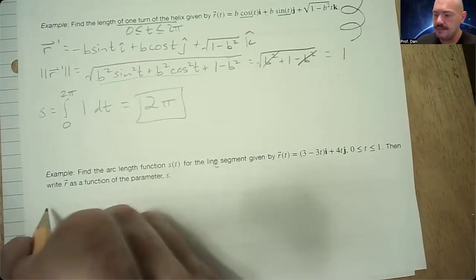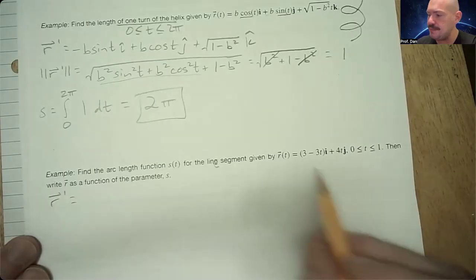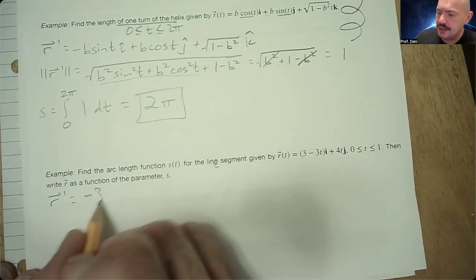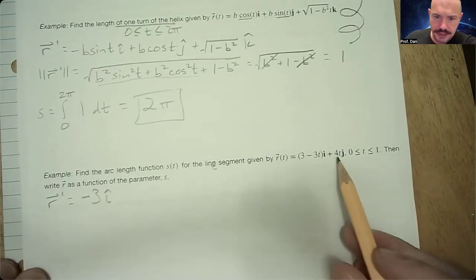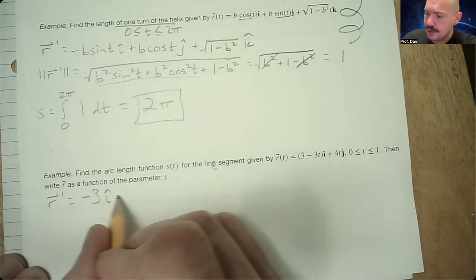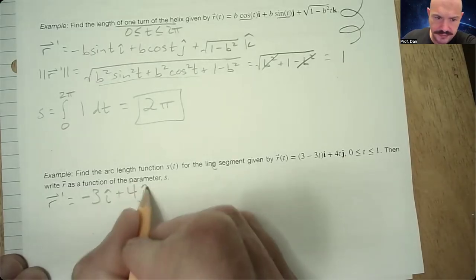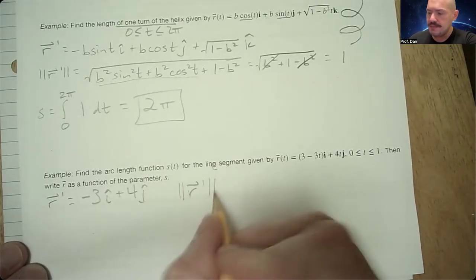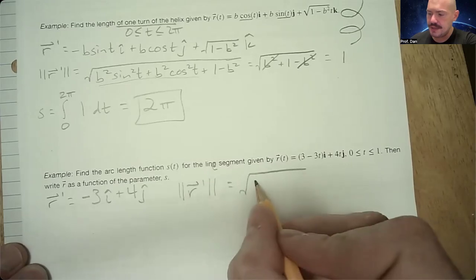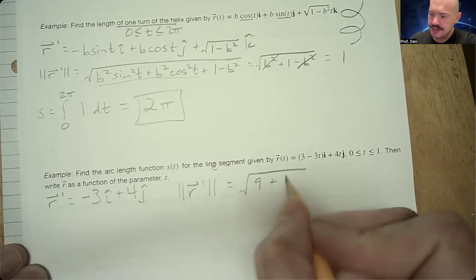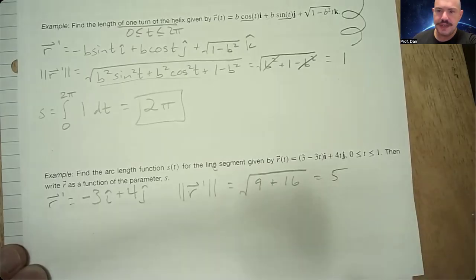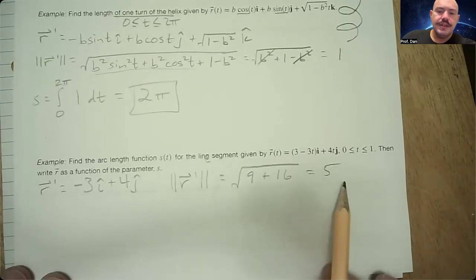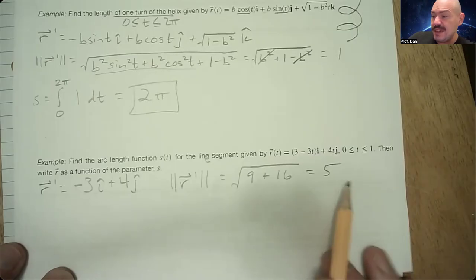So starting off, we'll get r prime. So r prime, derivative of 3 minus 3t is just negative 3. That's the i component. And then derivative of 4t is 4, so plus 4j. So the magnitude then of r prime is going to be the square root of negative 3 squared, 9, plus 4 squared, 16, which is equal to 5. Oh, Pythagorean triple. Look at that. All right, so we've got the magnitude is 5.